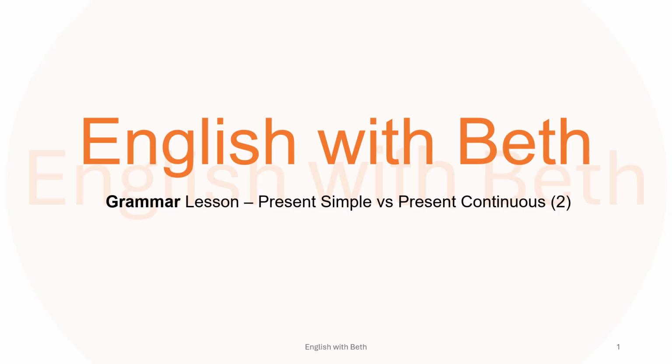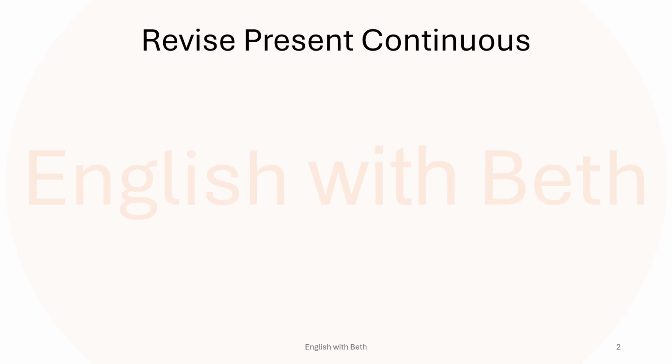However, if you can't or you don't want to, then don't worry. We will revise present simple and present continuous now before we start comparing. So, present continuous is used for actions that are happening now or actions that are happening generally around this time.